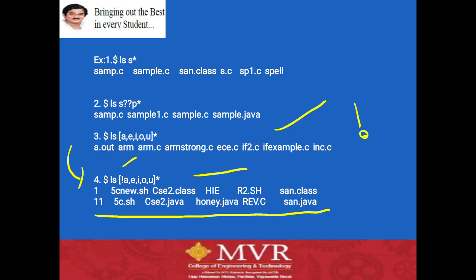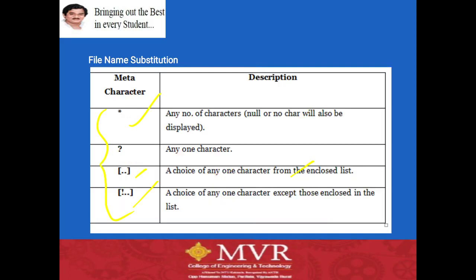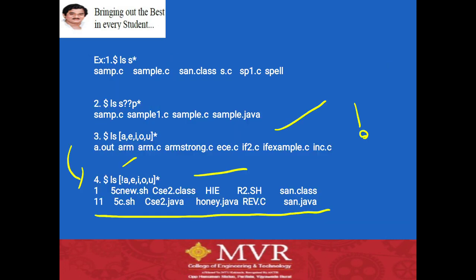So these all metacharacters are used to search file names. File name substitution metacharacters are 4 types: star, question mark, square brackets, that is also called range, then the exclamation mark, that is not. So these 4 we can call file substitution metacharacters. This is the first category in the metacharacters.